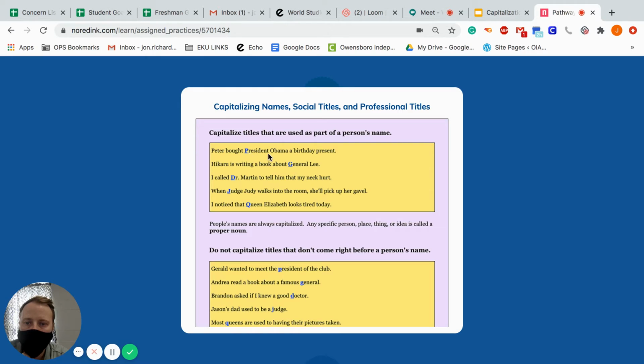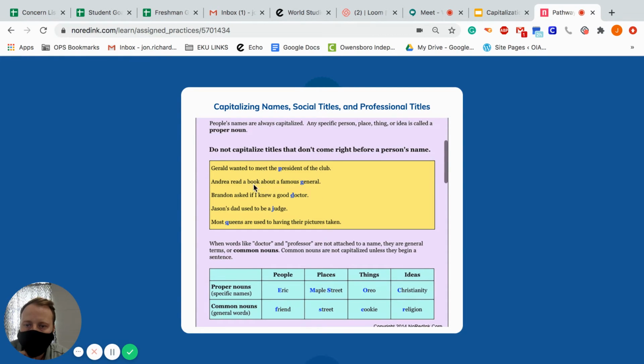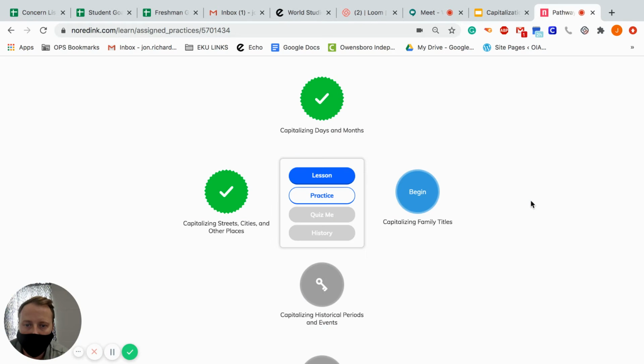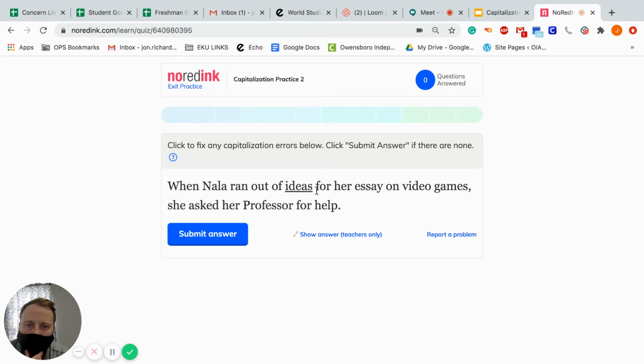So Peter brought President Obama a birthday present. You capitalize president whenever it's part of the name. Hikaru is writing a book about General Lee. So General is capitalized. I called Dr. Martin. Okay, when is it not capitalized? When there's no name, you don't capitalize it. So that's pretty straightforward. Okay, so let's look at this practice. When Nala ran out of ideas on the video game, she asked her professor for help. We didn't say Professor Plum or Professor Richard or Professor Douglas or Professor Susan or anything like that. So we do not capitalize it.